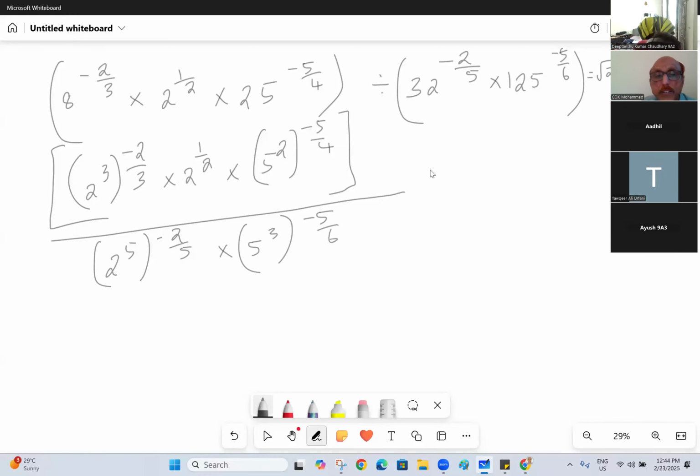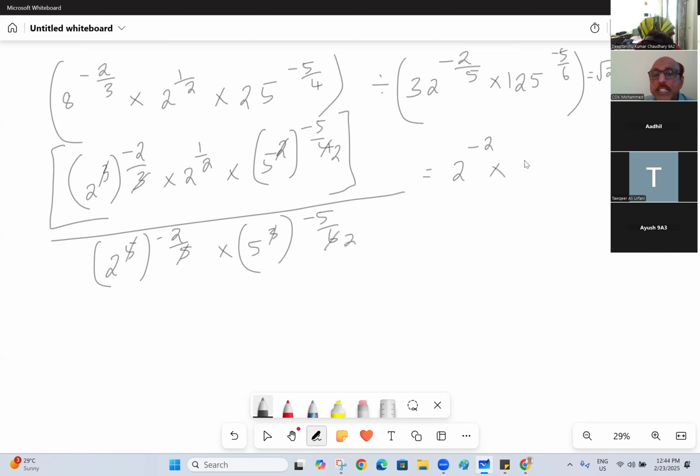And sir, in the first, you can cut 3 and 3. Then you can cut 2 and 4 and make it 2. And then you can cut 5 and 5 in the denominator. And you can cut 3 and 6 and make it minus 5 upon 2. So you can cut the common factors. First, you write 2 raised to minus 2.